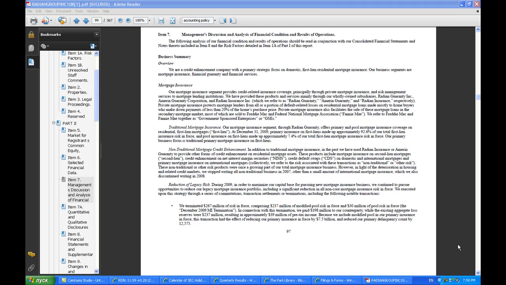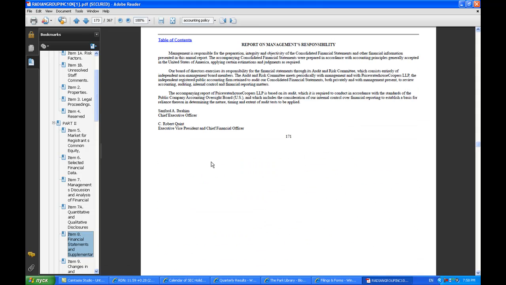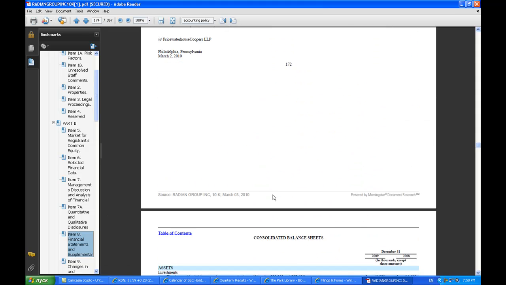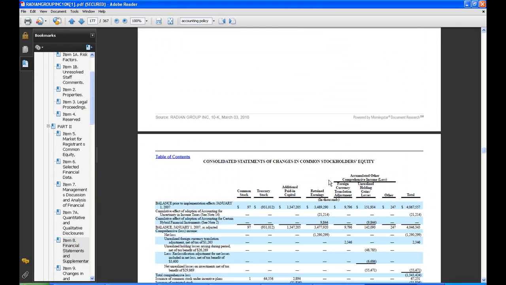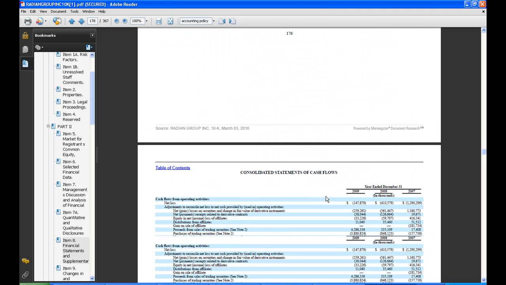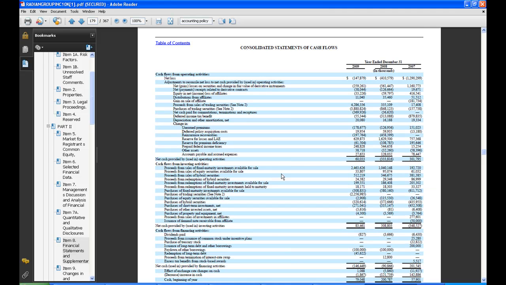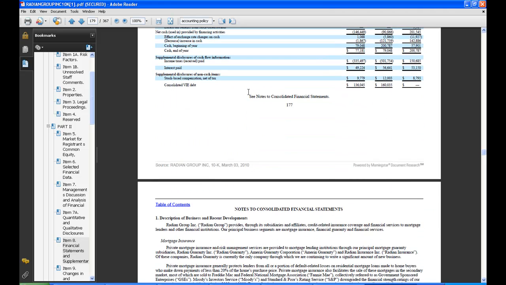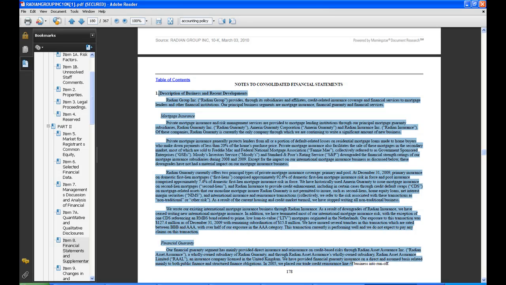After management discussion, the next item is basically financial statements. And here you can find the balance sheet, income statement, equity, as well as the cash flow statement. However, besides looking at these statements themselves, you should also see the notes to financial statements. They go right after the financial statements, right next to them. And here, there's a lot of important information.